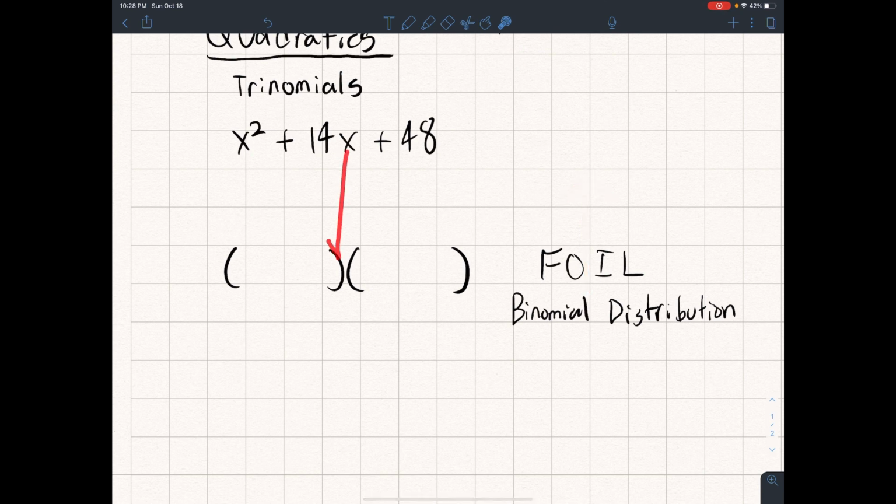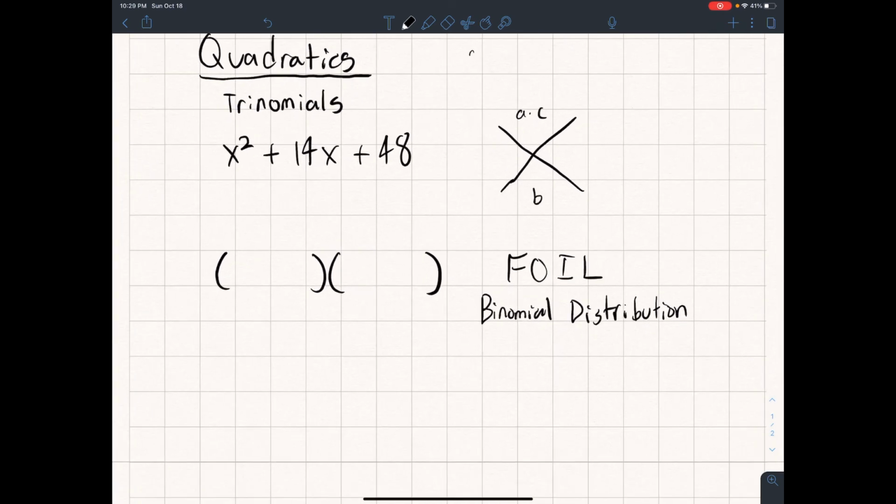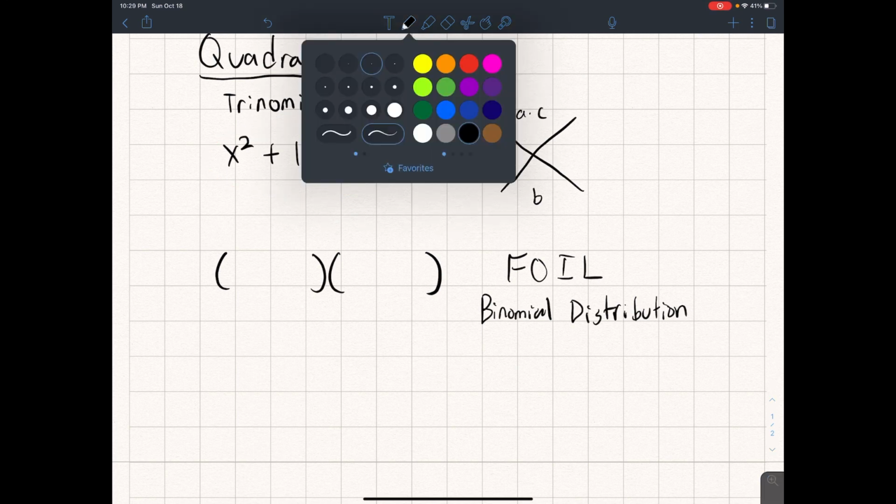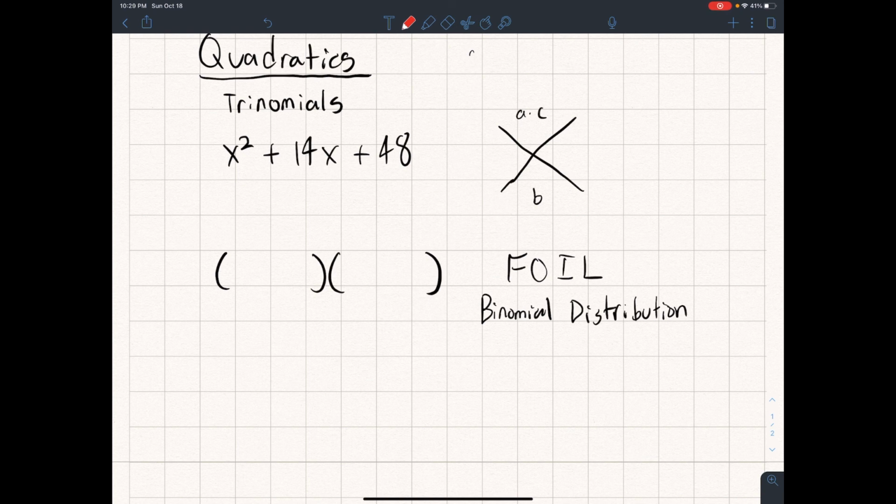The trick is remembering how to go from the trinomial down to the two binomials. I've seen my students say they've used the cross method, where they have two numbers that multiply to a times c, and those same two numbers have to add up to b. Where these letters are coming from is that, let's say I look at this x squared plus 14x plus 48, then the standard form of any trinomial, or especially quadratics, is ax squared plus bx plus, my last term, c.